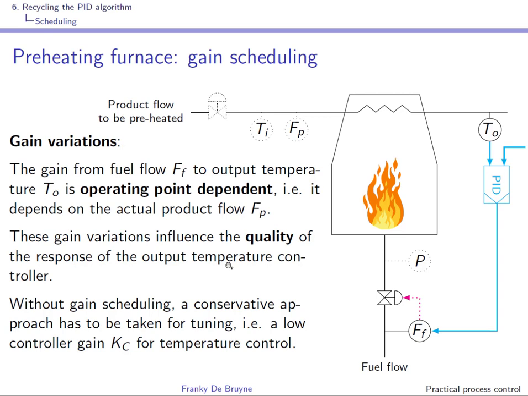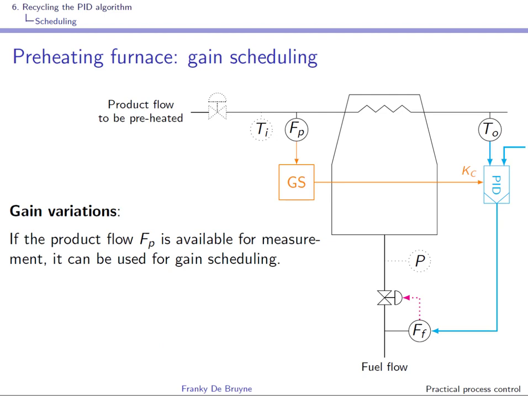Another solution, which is not very good, is of course to use a conservative approach and to decrease the gain of the PID controller in such a way that this is working around every operating point, but this will lead to sluggish control, slow control. So the best procedure in this case is to use gain scheduling, really, and this is adapting the controller gain of the PID controller according to the product flow. So this product flow in this case is the gain scheduling variable.